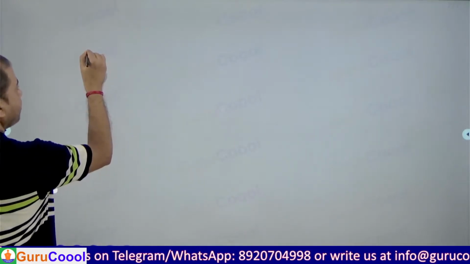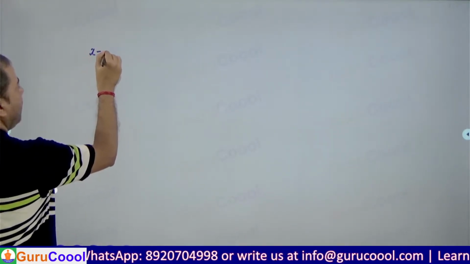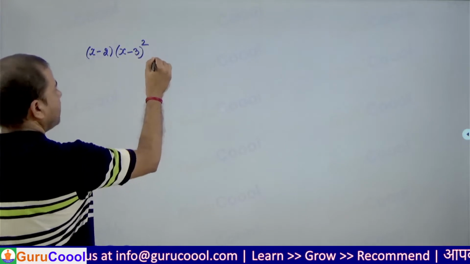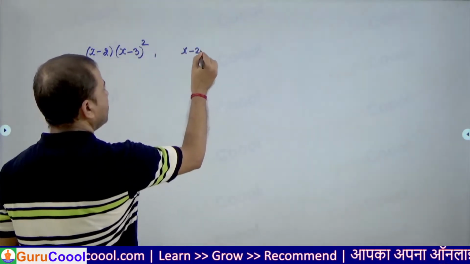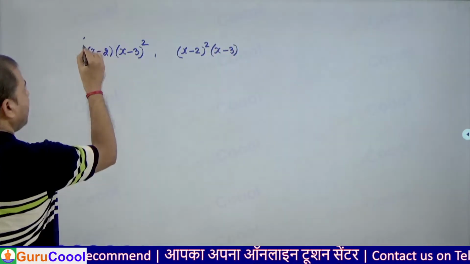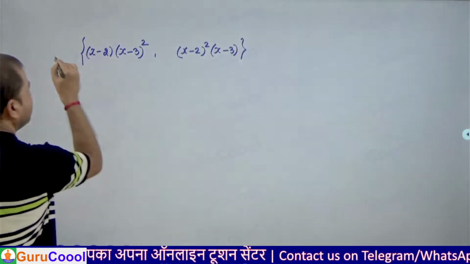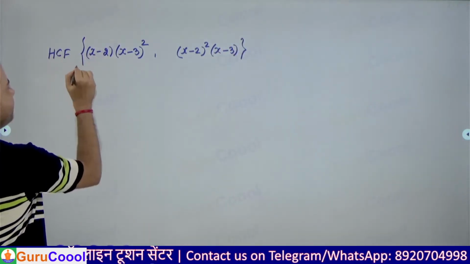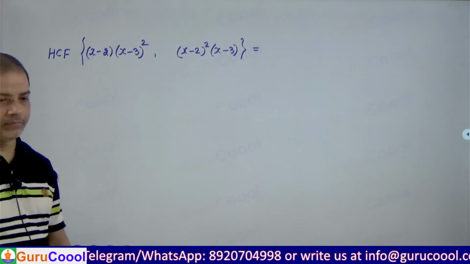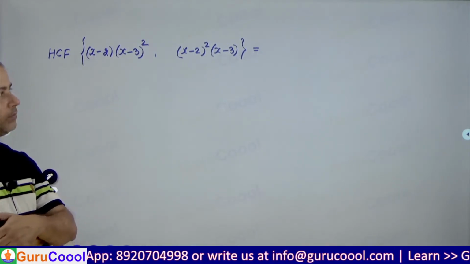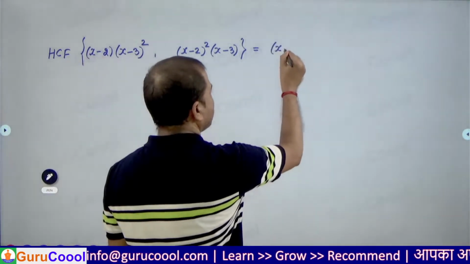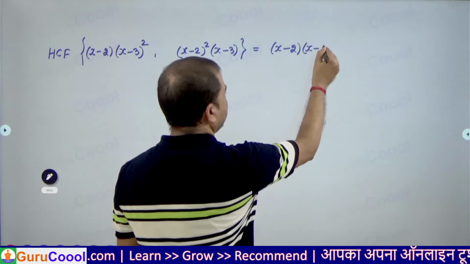Consider this: x minus 2 into x minus 3 whole square, comma x minus 2 whole square into x minus 3. Take the HCF of these two expressions. What do you think is the HCF? X minus 2 into x minus 3. You said x minus 2 into x minus 3.